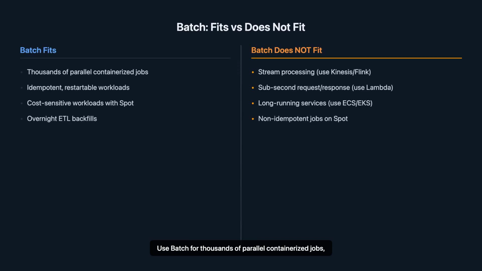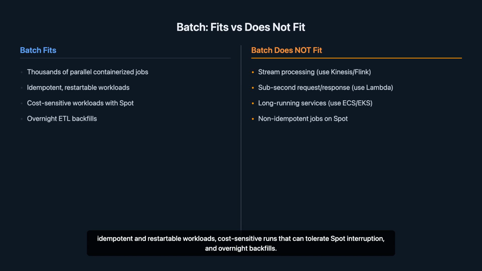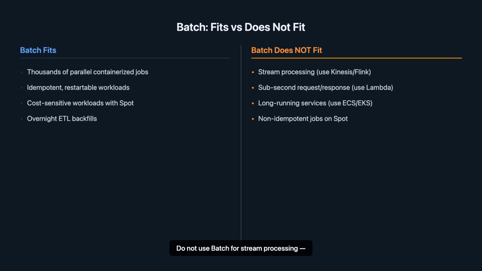Use Batch for thousands of parallel containerized jobs, idempotent and restartable workloads, cost-sensitive runs that can tolerate spot interruption, and overnight backfills. Do not use Batch for stream processing. That's Kinesis Data Streams or Managed Service for Apache Flink. Do not use it for sub-second request and response. That's Lambda. Do not use it for long-running services, that's ECS or EKS. And never run non-idempotent jobs on Spot, because the 2-minute reclaim window will eventually corrupt your output.